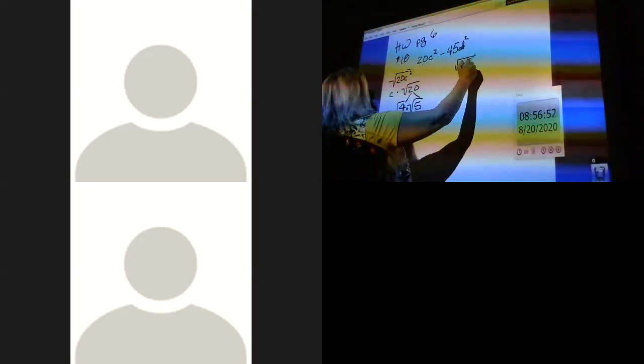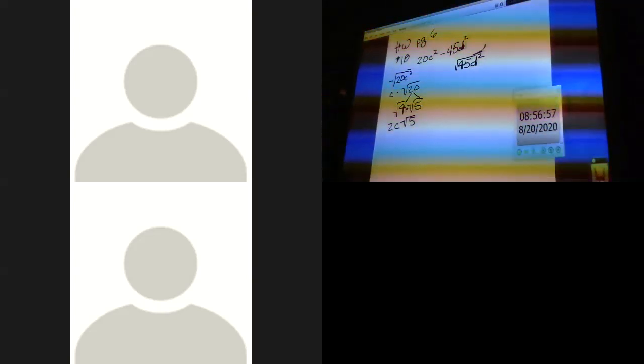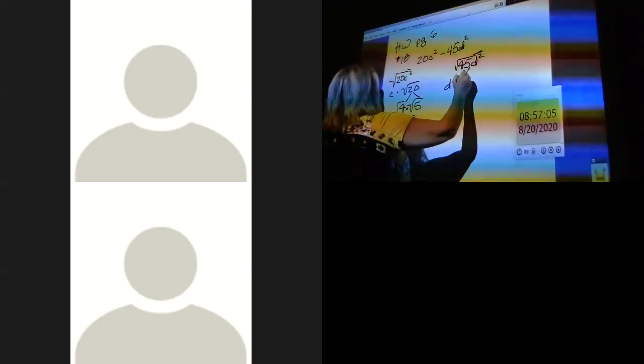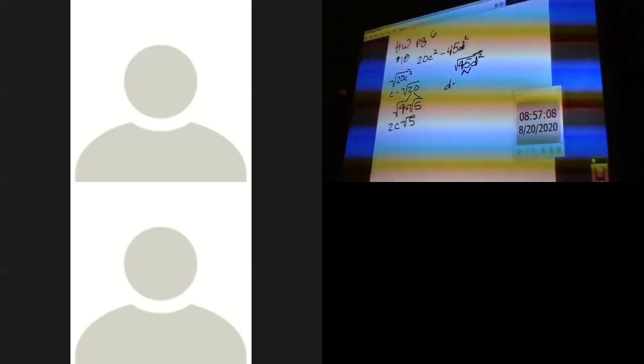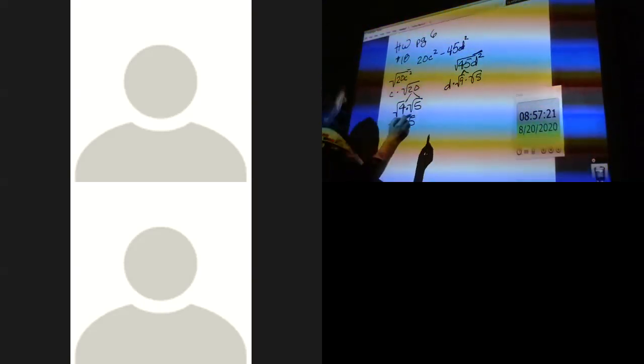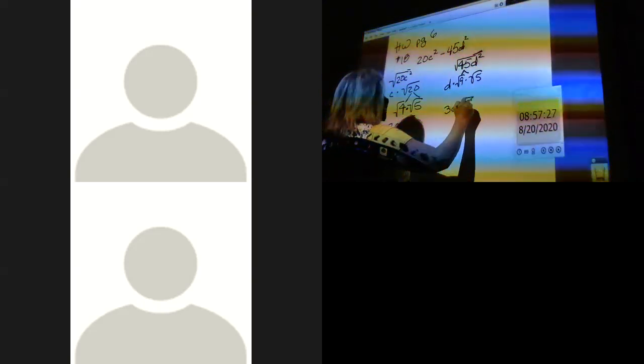Now you have to take the square root of 45d squared. So you know that the square root of d squared is what? So this is going to be d times something. How do you simplify 45? Looking for the greatest perfect square. 9 and 5. So what's the square root of 9? So this is 3d times the square root of 5.